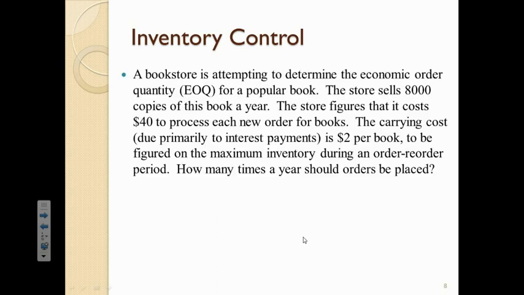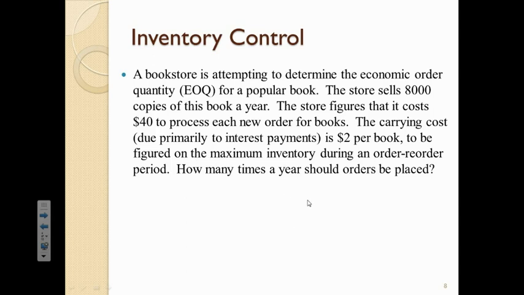Now, here's another sample. A bookstore is attempting to find the EOQ for a popular book. They expect to sell 8,000 copies in the next year, and they figure that it costs $40 to process each new order for books. The carrying cost, apparently they're getting a loan to finance this, and the carrying cost due primarily to interest payments is $2 per book, and we just calculate the carrying cost based on maximum inventory. So that's why they have that here.